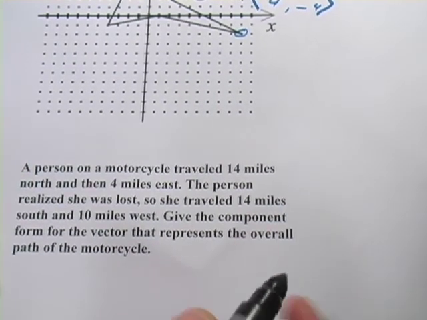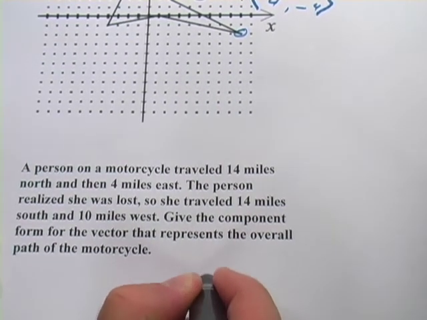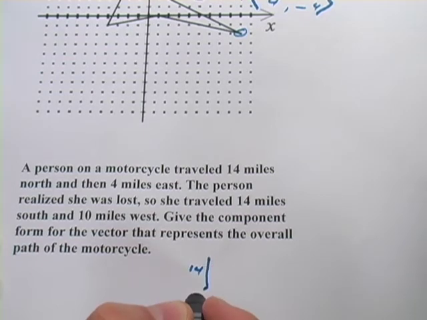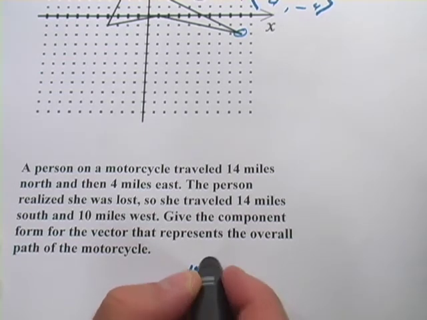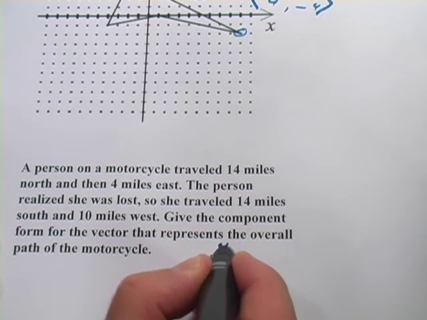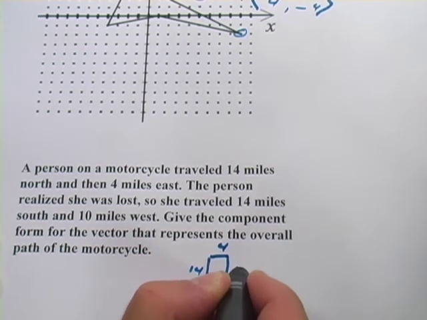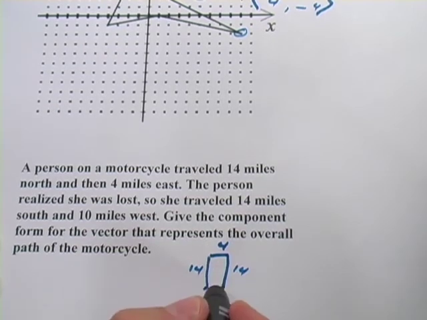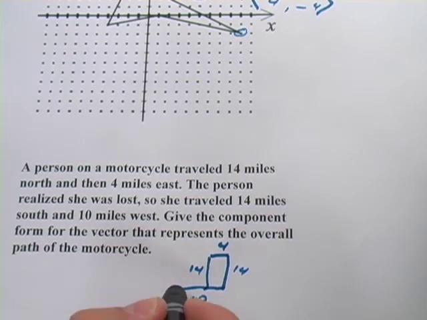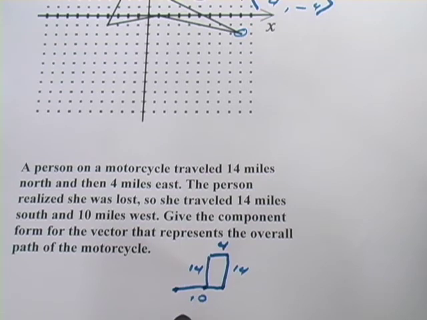So she traveled, let's say she starts here. She goes north 14, and then she goes 4 east. She's lost, so she goes south 14, and then 10 miles west. And the idea is to figure out what is this point. If the starting point is like the origin, 0, 0, what is this point here?